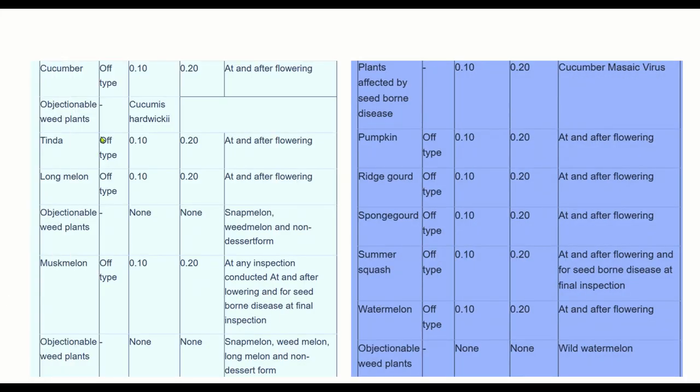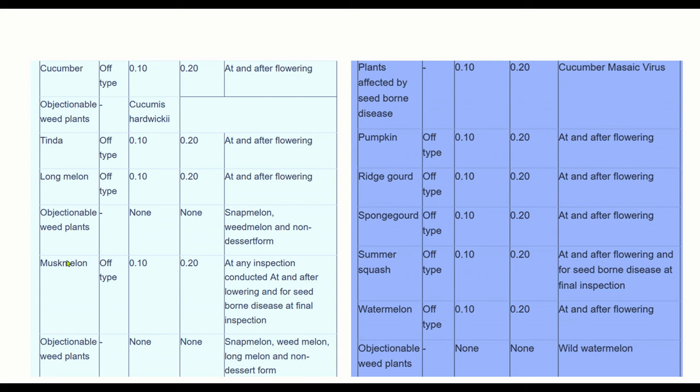Coming to the next slide, we have the objectionable weeds for cucumber, which is Cucumis hardwickii. The standards for off type are similar to all the others. And we have long melons, whose standards are all similar to the above given standards. Then the objectionable weeds we have to look out for in long melon, or all kinds of melons that we usually grow, are snap melon, wild melon, and non-dessert forms of melons. In case of musk melon, the similar standards apply, and the objectionable weeds we have to look out for again are snap melon, wild melon, long melon, and non-dessert form.